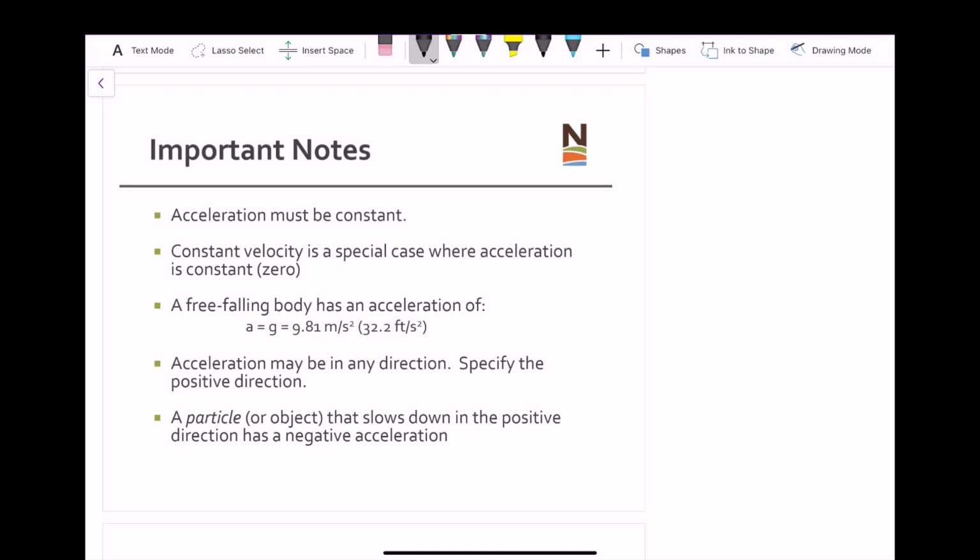A free-falling body has an acceleration of 9.81 meters per second squared for SI units, or 32.2 feet per second squared, and that would be US customary units. Acceleration may be in any direction, so we need to specify the positive direction when we are completing our problems. A particle or object that slows down in the positive direction has a negative acceleration. So it is possible that we have velocity in one direction and acceleration in the opposite direction.